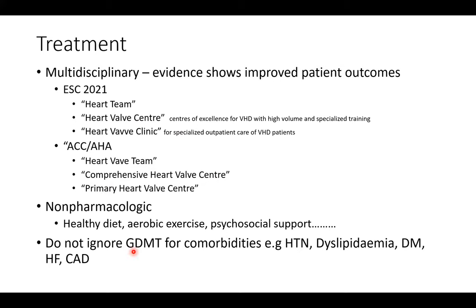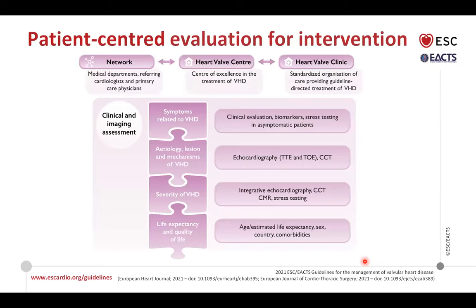And when they have comorbidities, this should not be neglected. So they should have GDMT for their other comorbidities. You could have somebody with MS also having hypertension or dyslipidemia or heart failure or whatever, coronary artery disease. So they should receive GDMT medical therapy for these, should they have them, so that all in all, they have a better quality of life, better survival. We don't just treat their valvular heart disease and they have a total cholesterol of 8 and we don't bother, because that could lead to other problems. So basically, this is just emphasizing the multidisciplinary approach.